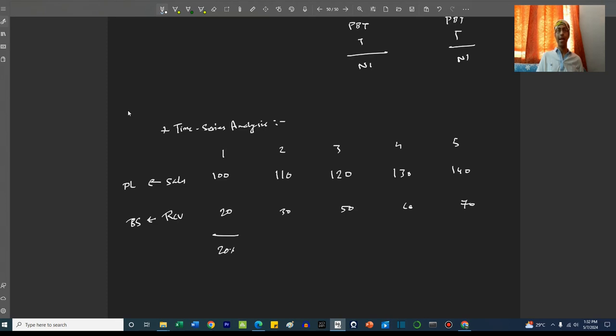But later on, something gradually started to change. What changed, friends? The proportion of receivables compared with the sales started to increase. And in the 5th year, it turns out that receivables to sales is around 50%. So this is just an example of trend analysis using various parameters.